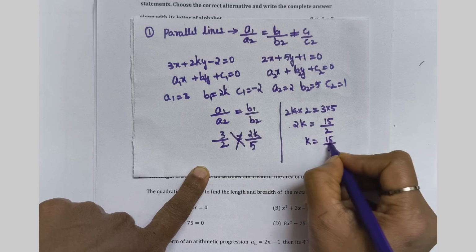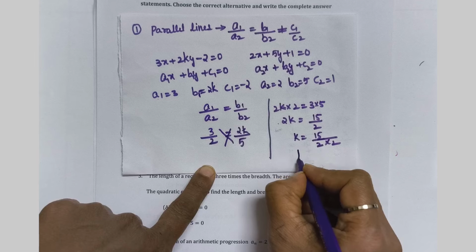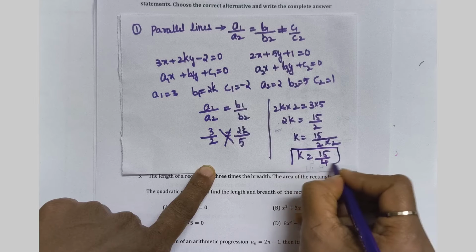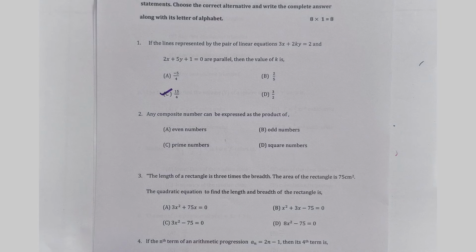A multiplication after the equal sign becomes a division. So k is equal to 15 by 2 divided by 2, that is 15 by 4. The k value is 15 by 4. See here, where is the 15 by 4? C, 15 by 4 is the answer.